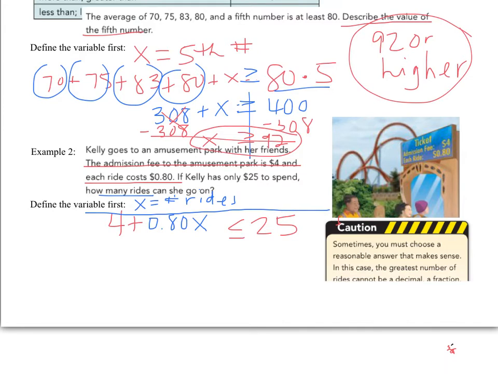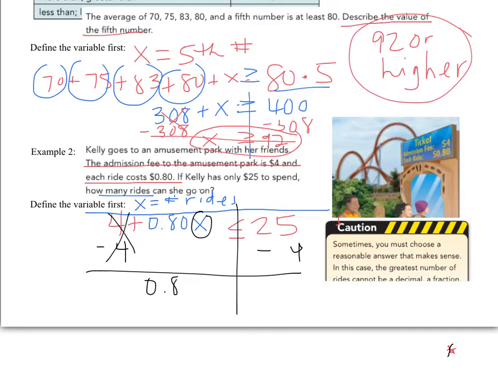All right, well, we've done this a million times. So draw your line, circle your variable. You need to get rid of the positive 4, so we're going to subtract 4 from both sides. Okay, so that's going to give me 0.80x is less than or equal to 21. Undo your multiplication with division. We're going to divide both sides by 0.80. And you're going to get x is less than or equal to 26.25. And I'm not going to show all that work since I'm out of space right now.